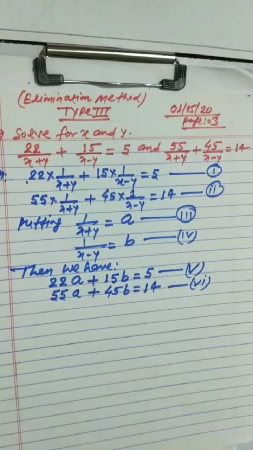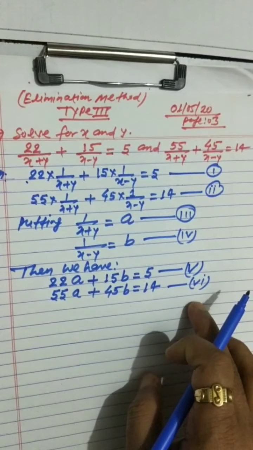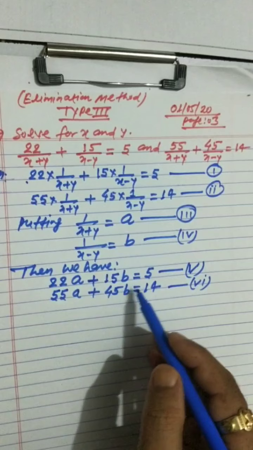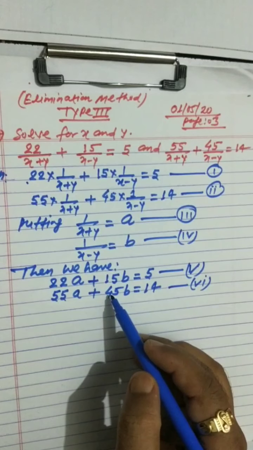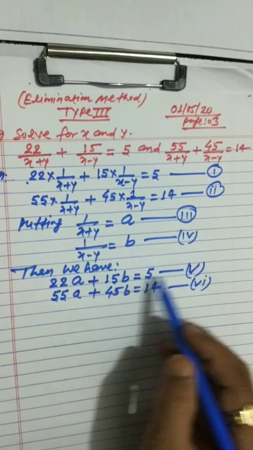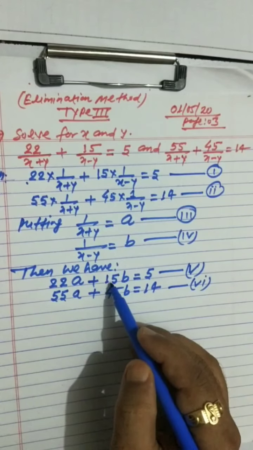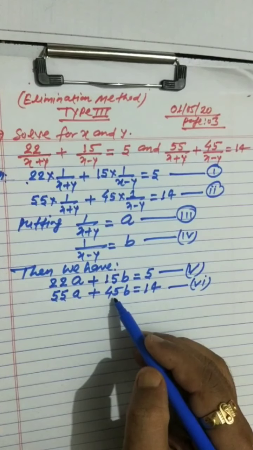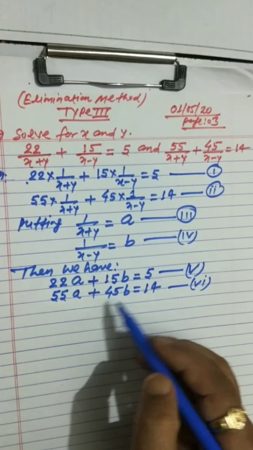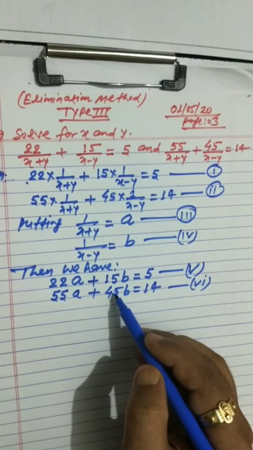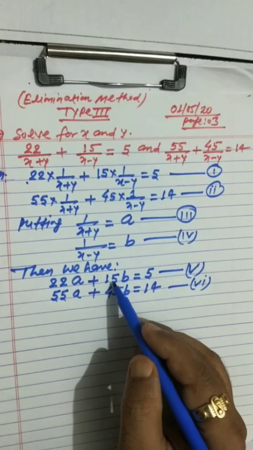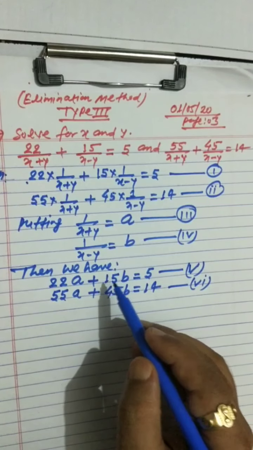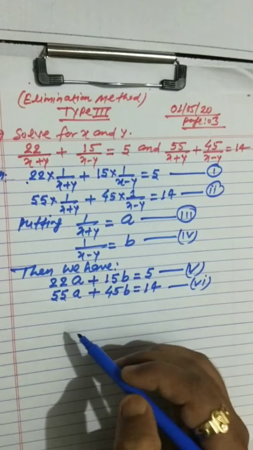Now you have to solve equation 5th and 6th first, and then you have to find the value of x and y. So let us solve it first. You can see here the coefficient of b in equation 5th is 15, and the coefficient of b in equation 6th is 45. Now you can see that 45 is a multiple of 15.